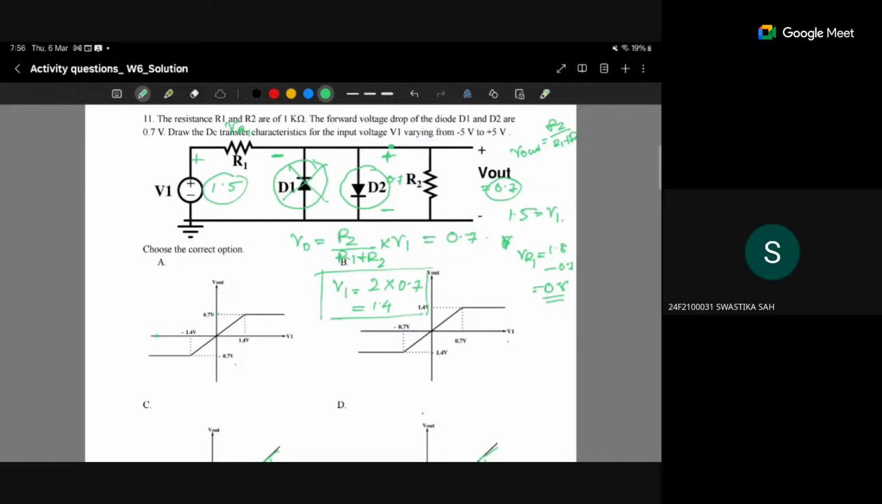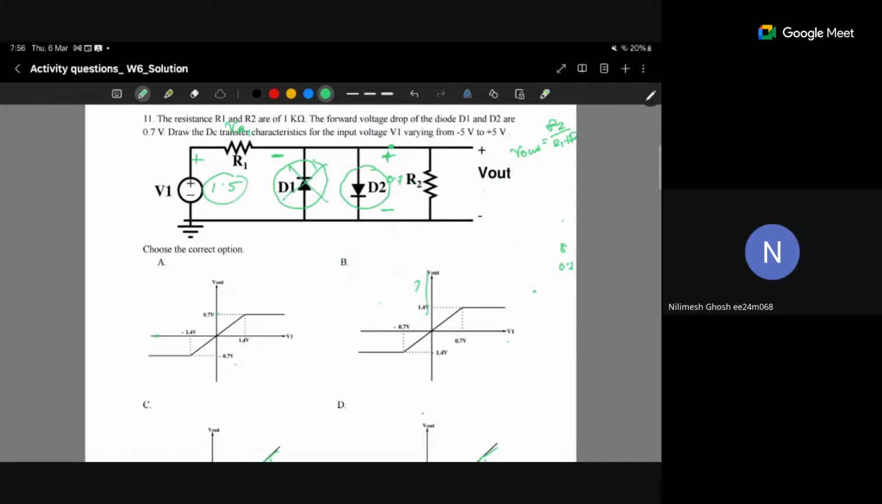So please explain how you got V1 equal to 1.4. Okay. Now see, if this diode, we don't know anything, these kinds of things we don't know. Okay. Who asked this question? Me. Okay, Swastika, right? Yes, sir. Okay.